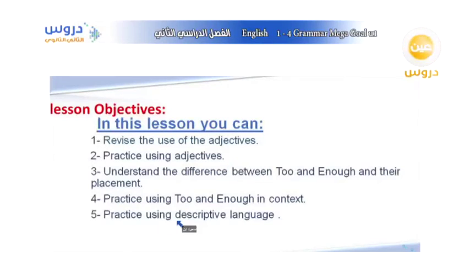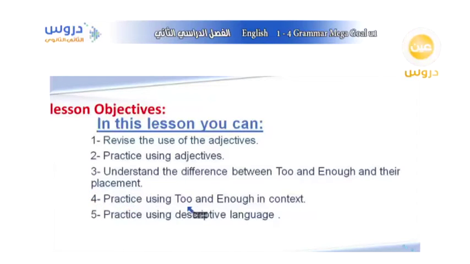Today we are going to talk about an interesting lesson. We have some great and noble objectives in this lesson. You can revise the use of adjectives. Number two, practice using adjectives. As we know, adjectives are words that describe a noun, for example, red, tall, and big. Number three, understand the difference between too and enough and their placement. As we know, too and enough are similar in meaning, but there are some differences in using them, and there are differences in their placement. We are going to discuss these things.